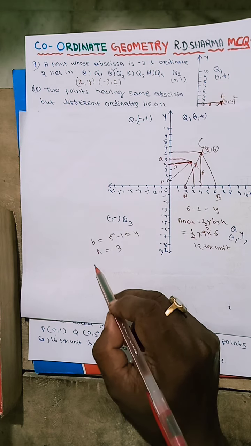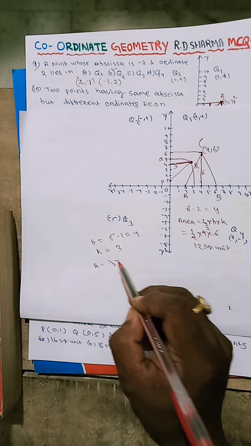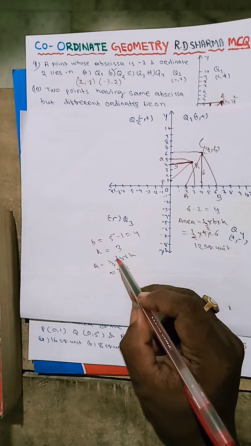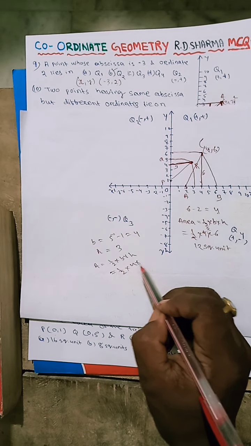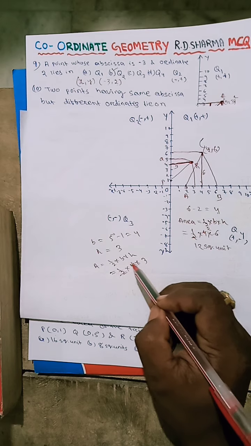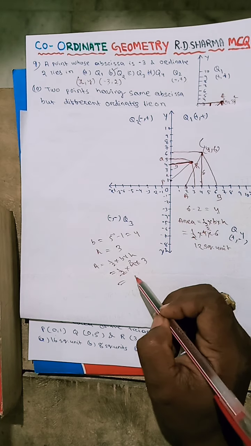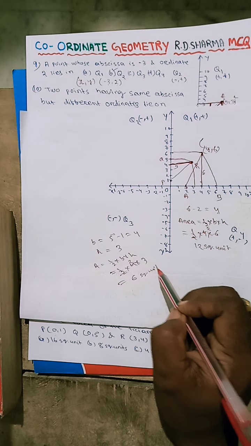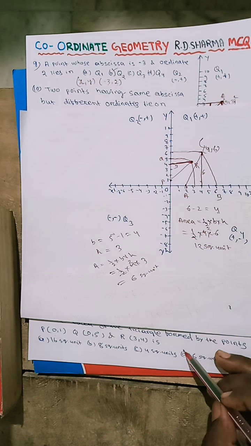So area equal to half into base into height. Half into base 4, height 3. Cancel 2, 2 into 3, 6 square unit. So option D is right.